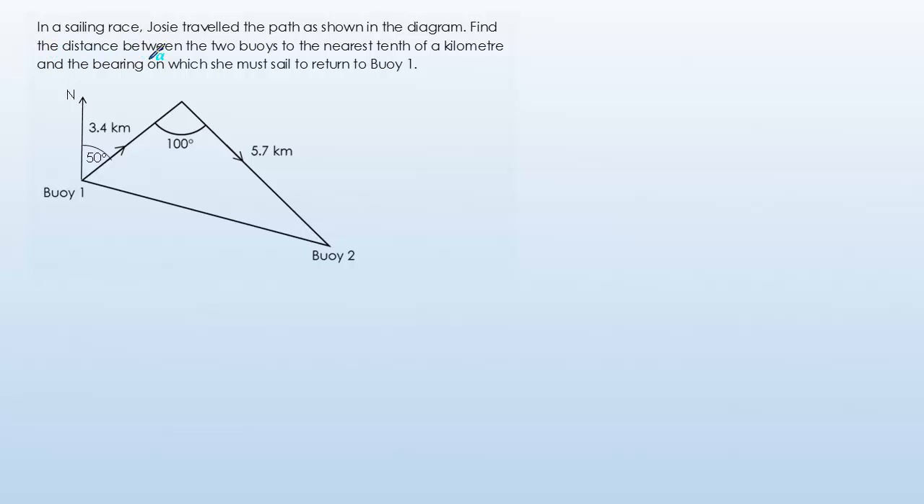In a sailing race, Josie travelled the path as shown in the diagram. Find the distance between the two buoys to the nearest tenth of a kilometre and the bearing on which she must sail to return to buoy 1.